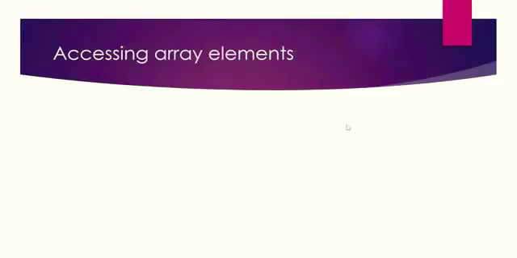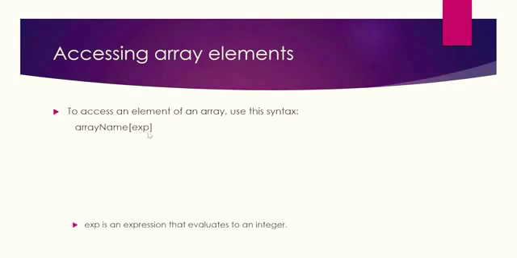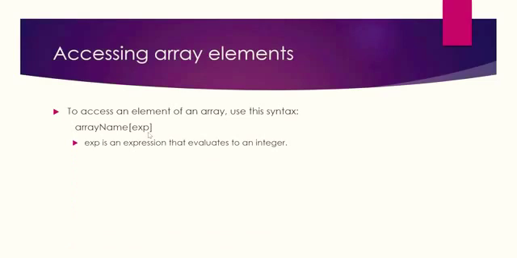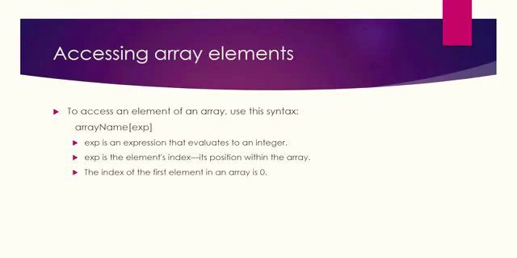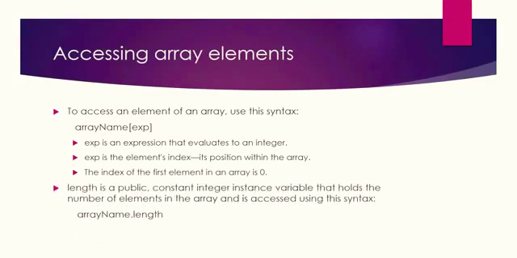Now that we have our array ready, we can access the array elements using the index. To be able to access the array elements, we'll use this syntax: the array name, and then in square brackets, an expression that represents the index of the element that you want to access. This expression is going to evaluate to an integer, and this integer will be the index of the element that we want to access. The index starts from 0, so the first element in our array is at location 0, and the last element will be the length of that array minus 1. To get the length of an array, you can use the array name dot length, and that will get you how many elements we have in that array.